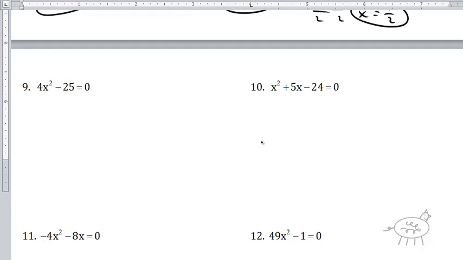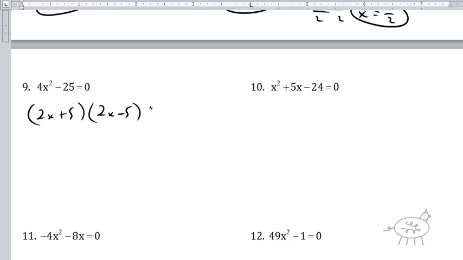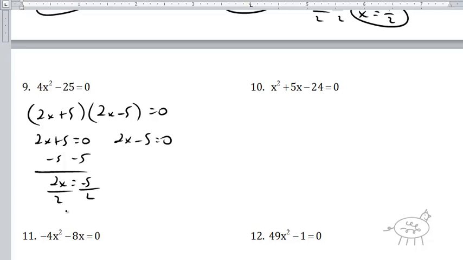When I look at number 9, that's a difference of two squares. 4 is a perfect square, 25 is a perfect square, with a negative between them. So we're going to get 2x plus 5 and 2x minus 5. Okay, 2x plus 5 equals 0, and 2x minus 5 equals 0. So subtract 5, 2x equals negative 5. Divide by 2, x is negative 5/2.